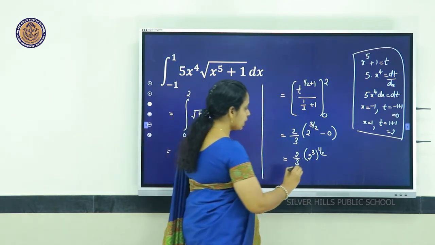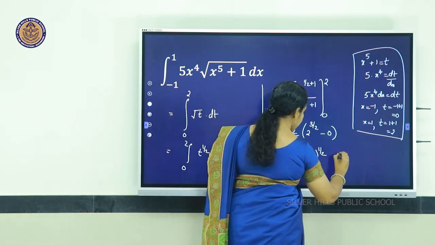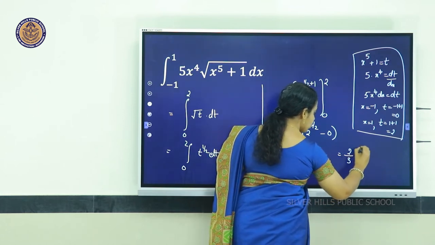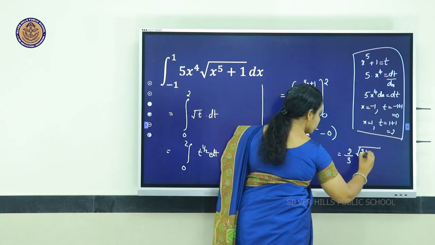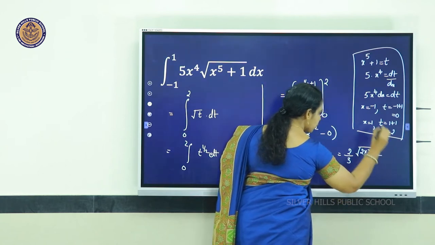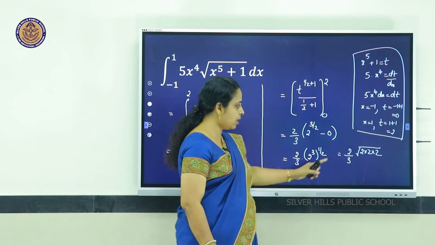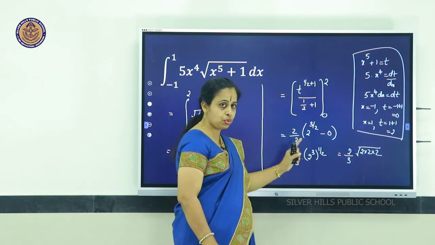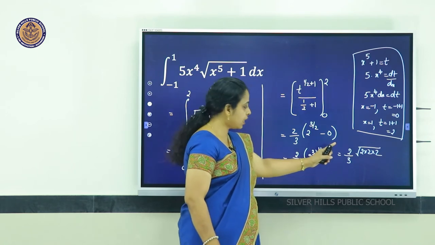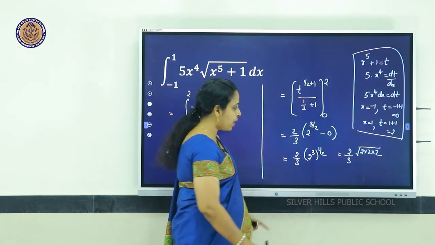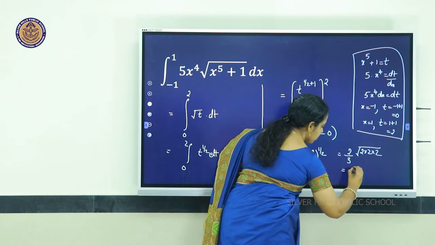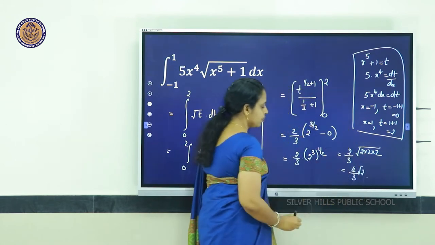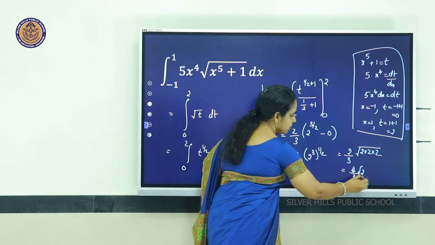Correct? Equal to 2 by 3 into root of 2 into 2 into 2. So, we will get the answer. From this, you can take 1, 2 into 2, which will be 2 outside. That 2 into this 2 will become 4 by 3 root 2. Final answer.